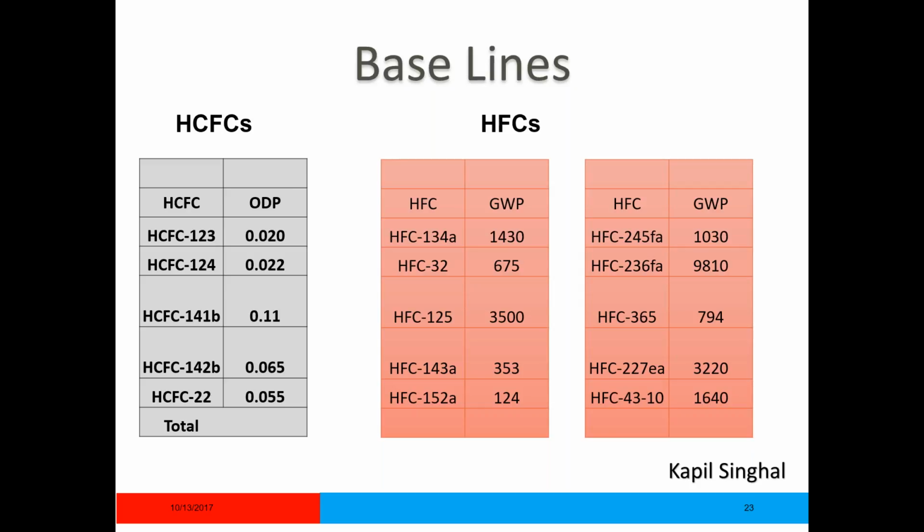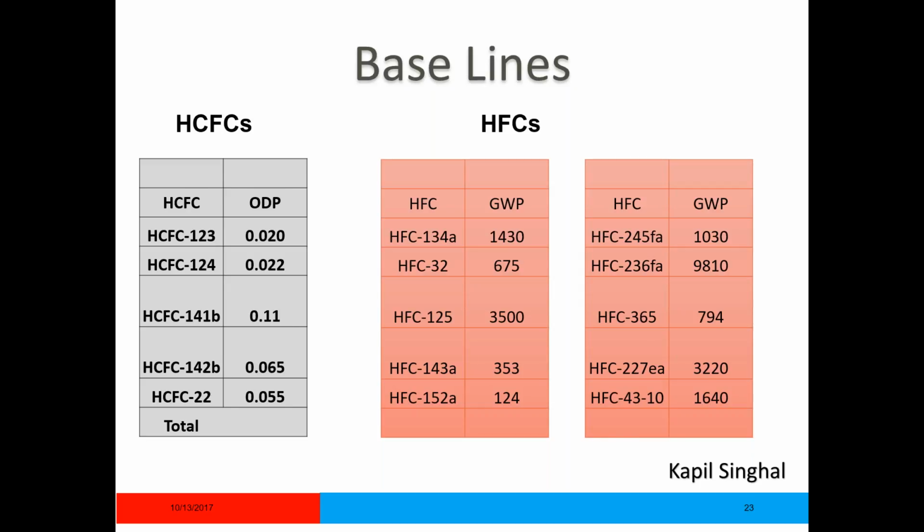All these, because of their high GWP, may have a contribution in our baseline, and these will have to be controlled under the Kigali Amendment, which is going to start acting in India from 2024 to 2026 onwards, and the first decline we are going to see is going to be in 2028.